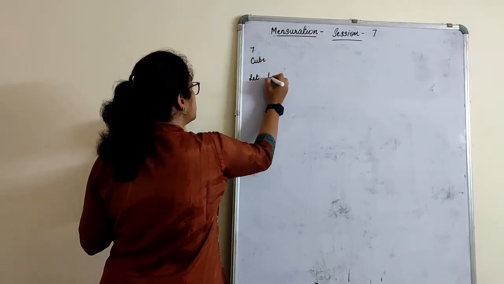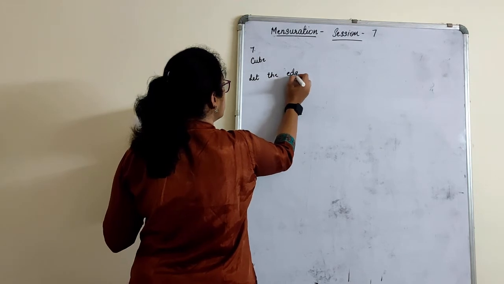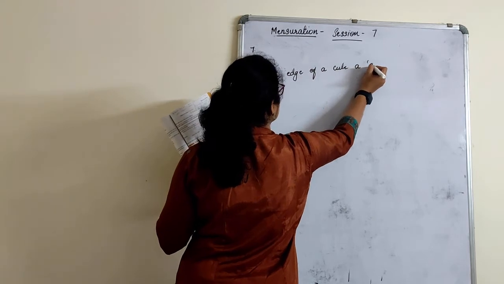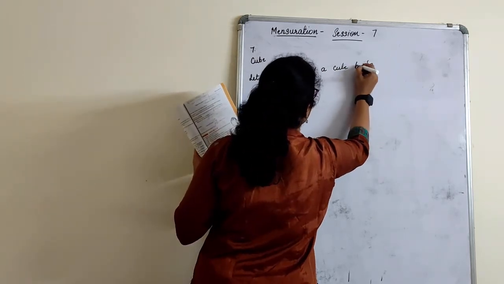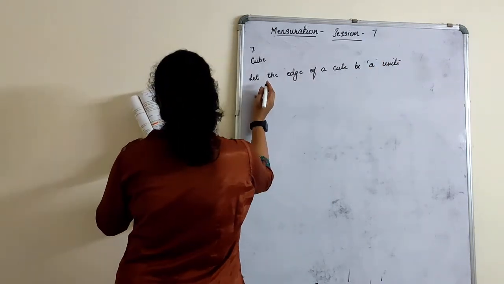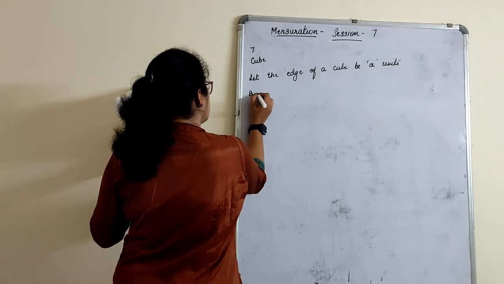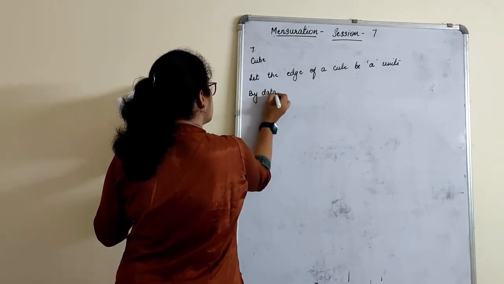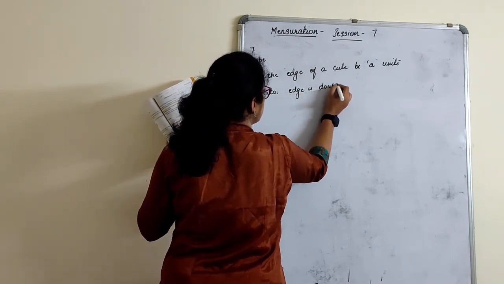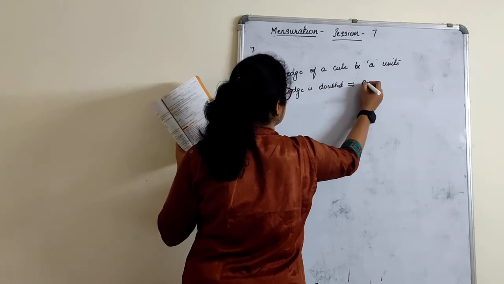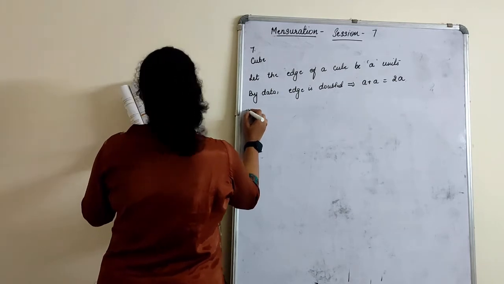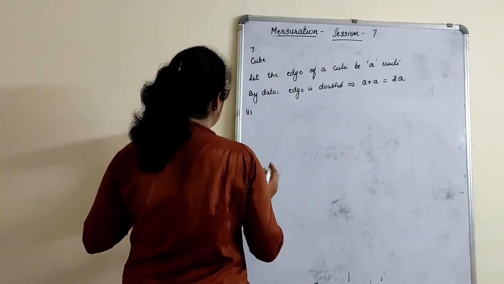So let the edge of a cube be A units. Okay, so my data: the edge is doubled. Doubled in the sense A plus A, so the edge is now 2A. So first part, how many times will its surface area increase?